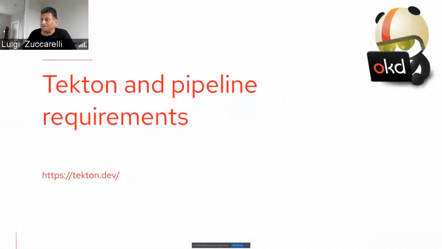Tekton is really an open source Kubernetes native CI/CD build platform that's based on containers that are totally configurable. The great thing about Tekton is its flexibility. It has notions of tasks, pipelines and pipeline runs, which we'll go through later.